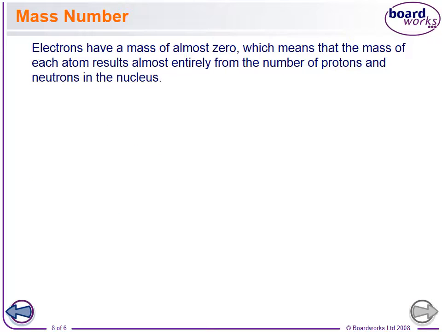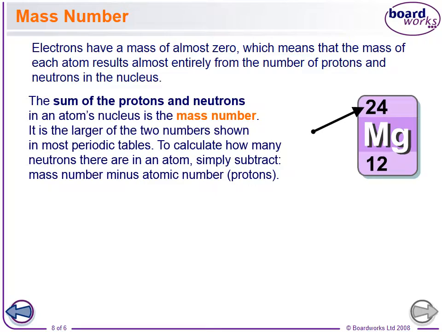So, the mass number. We're going to learn about the bigger number. Electrons have a mass of almost 0. They're very, very light, which means that the mass of each atom comes almost entirely from the number of protons and neutrons in the nucleus. So you add up the weight of the protons and the neutrons, and that's the mass. That's how much the atom weighs. The sum of the protons and neutrons is the mass number, and it's always the larger of the 2 numbers shown in most periodic tables.